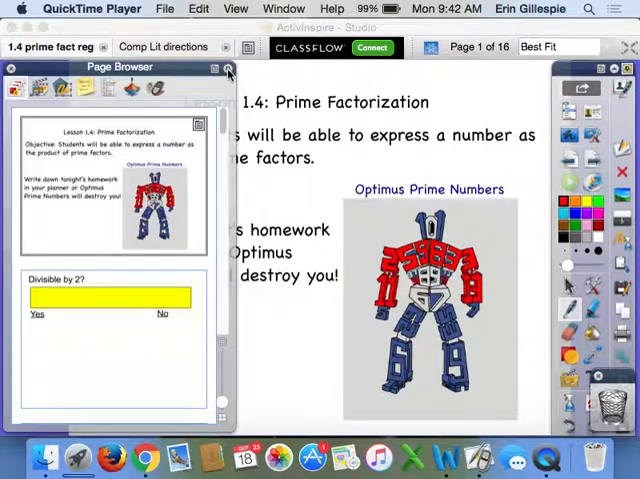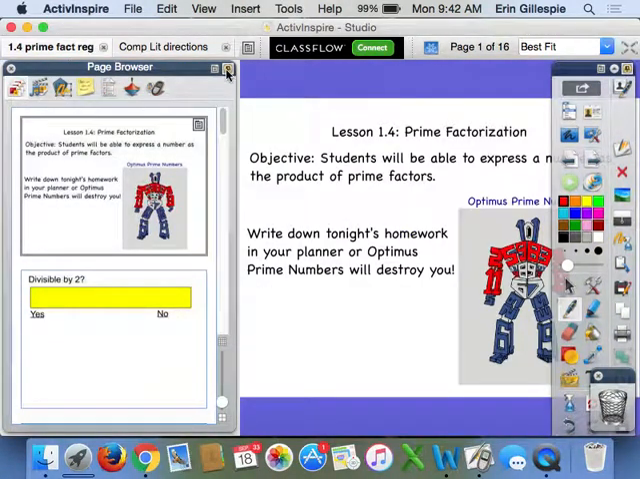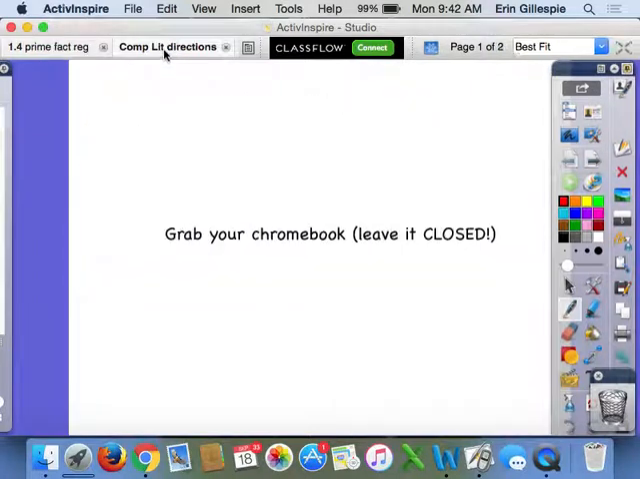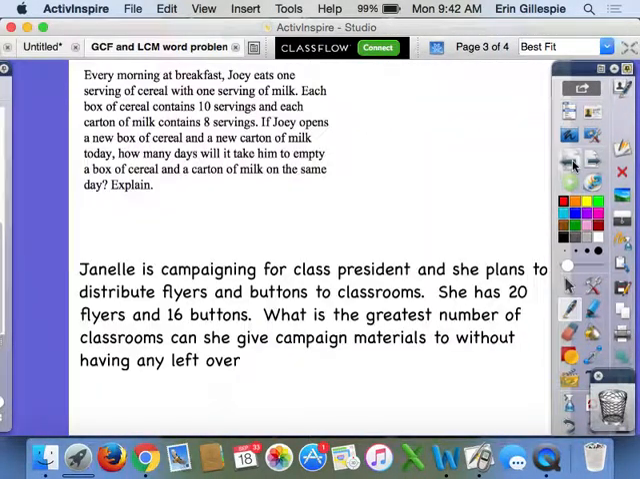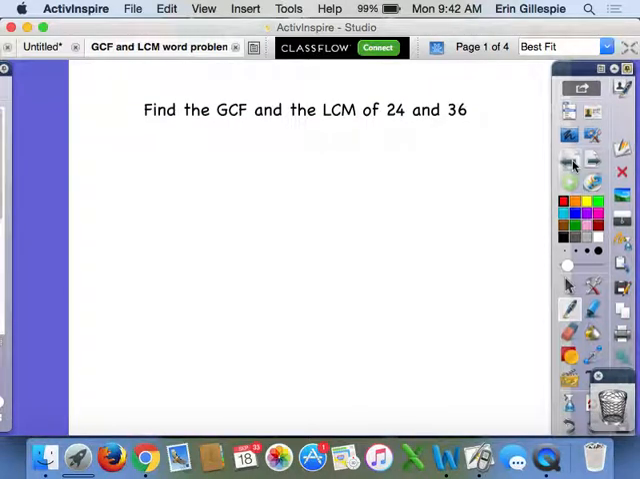Hi guys, so first of all this is the wrong section here, but what we're going to do today is go over some GCF and LCM word problems. First of all, let's make sure we remember how to find both GCF and LCM.